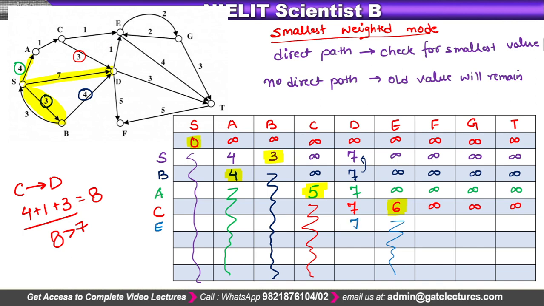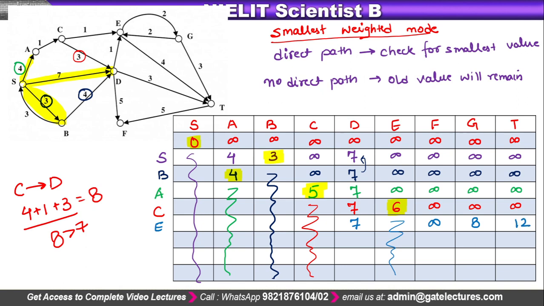So 7 as it is. E to F, nothing, infinity. E to G. E to G is 2. So what is 6? 7, 8. So this will become 8. And E to T is 4. So it will become 12.